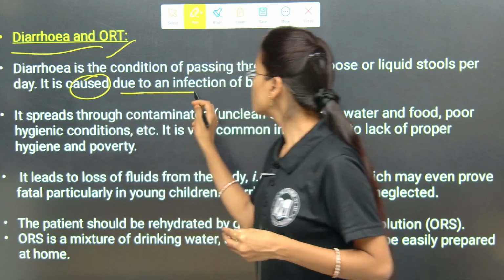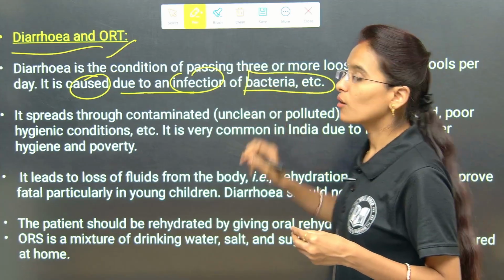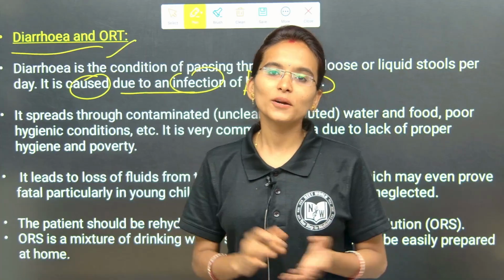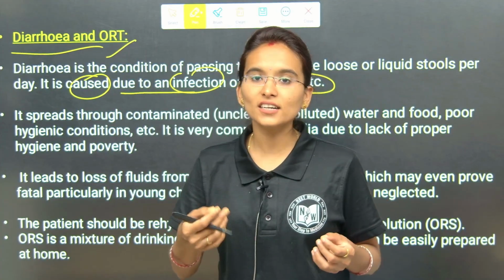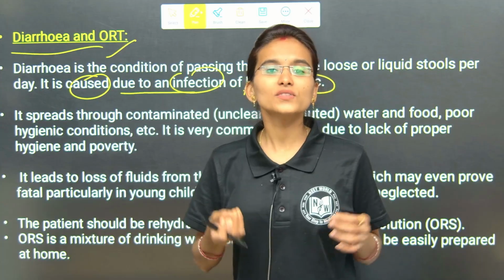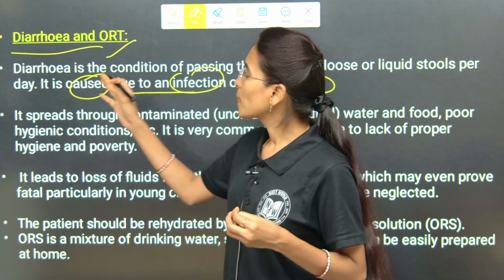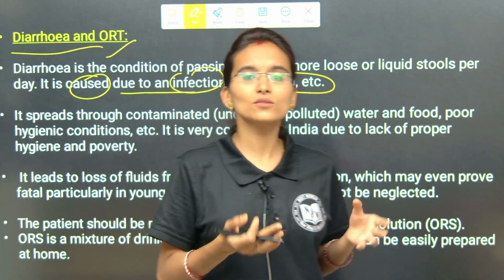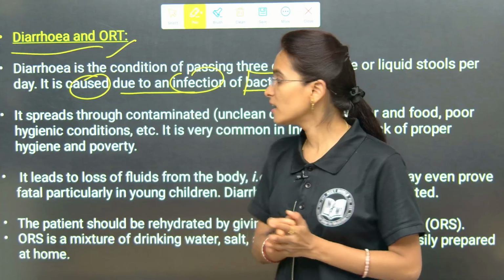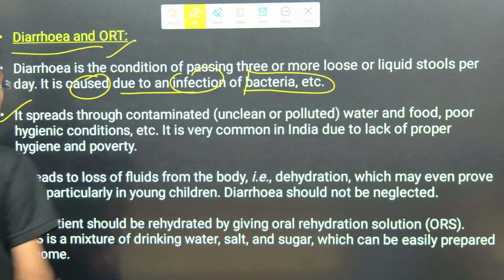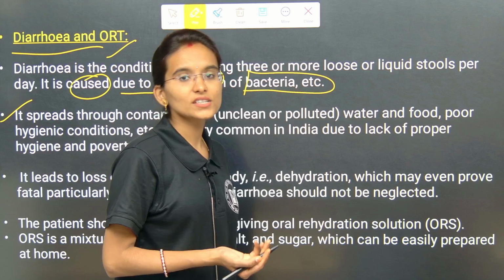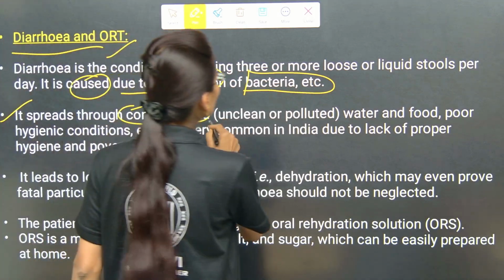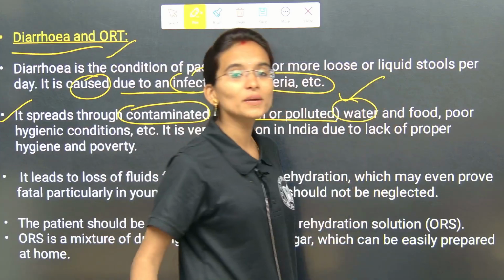It is caused due to an infection of bacteria. Whenever we take improperly hygienic food, our digestive system is affected, and sometimes there are bacteria which lead to the condition of diarrhea. So diarrhea is just passing loose liquid stools approximately 4 to 5 times a day. If we look into the mode of infection, how it spreads, it spreads through contaminated, unclean or polluted water. This will be the major reason, my dear students.